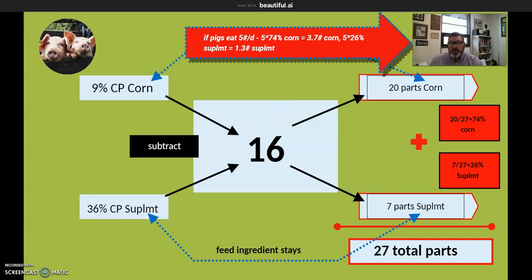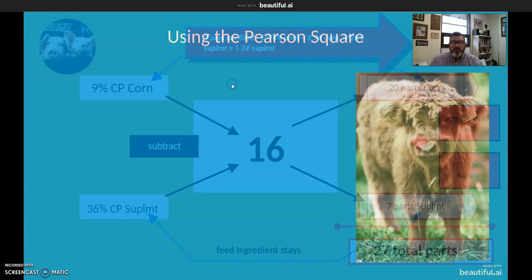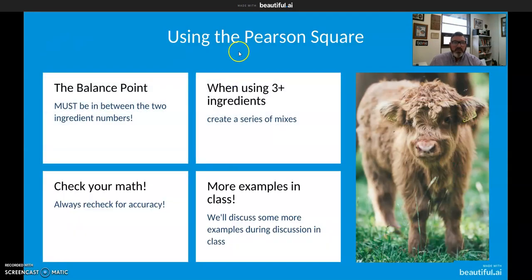Of course, as I explain it, it probably sounds very easy, and I may have lost you at some point in time. Trust me, we'll do plenty of practice in the classroom. But you can pause and run this back a number of times and follow the steps and utilize this whenever you get stuck as you're working on your homework and so forth. So, as we're talking about using the Pearson square, the balance point, that number that's in the middle, must be between the two ingredient numbers.